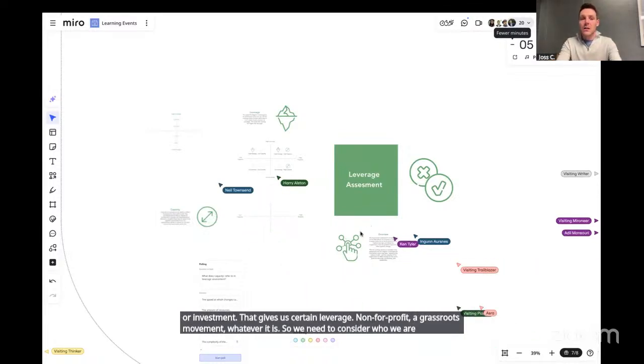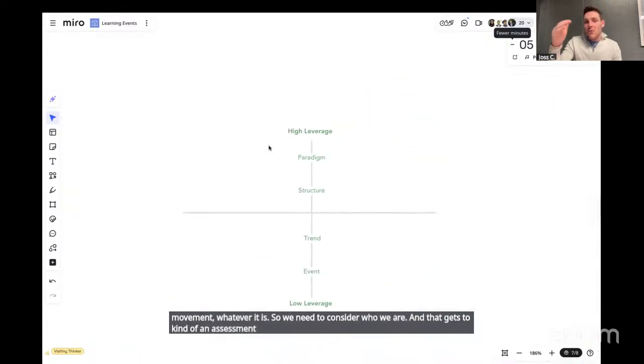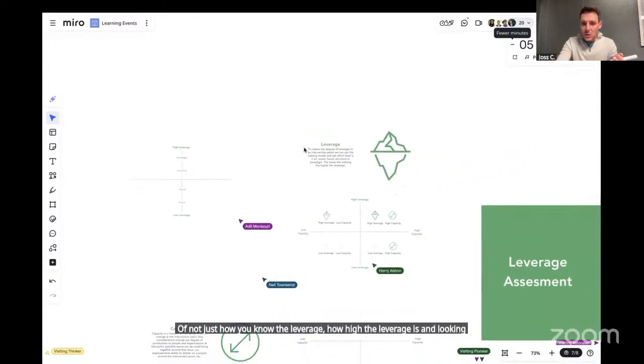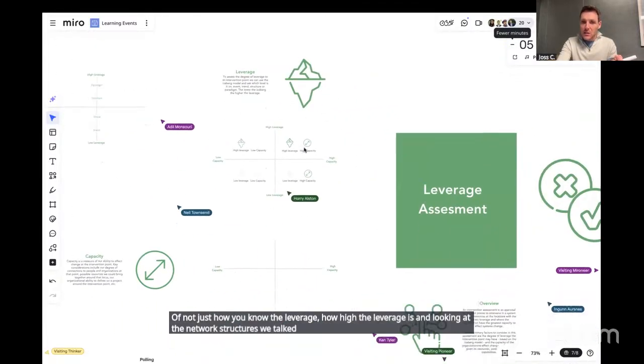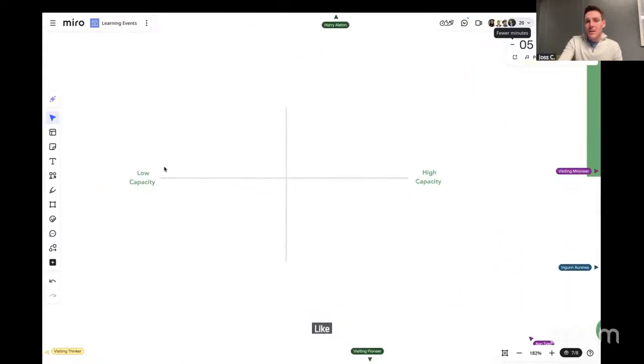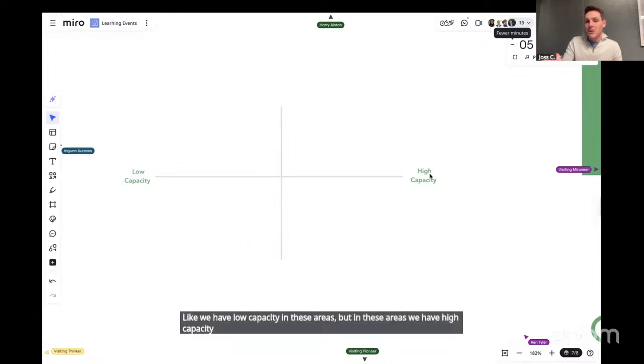And that gets to an assessment of not just how high the leverage is, looking at the network structures we talked about and the synergies, but also our capacity. We have low capacity in these areas, but in these areas we have high capacity to actually make something happen. We have these connections, so we can go and talk to these people. We don't have those connections, so it's going to be difficult to go and talk to those people and make something happen there.